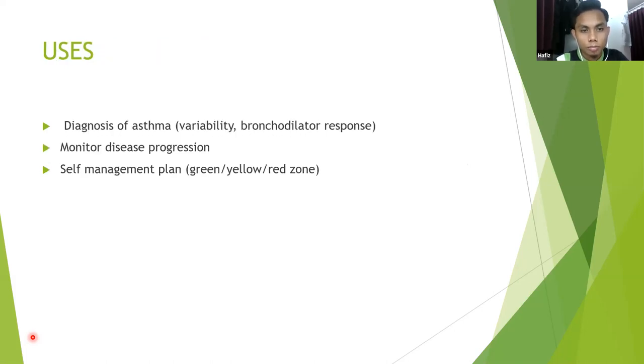Next, we can use a peak flowmeter in several settings. First, to diagnose asthma, where we look for variability of the measurement and the difference in measurement after the patient uses a bronchodilator, which shows whether or not the patient responds to the bronchodilator. Next, we can use it to monitor disease progression, especially in acute exacerbation of asthma, and also for a self-management plan, which can be divided into green, yellow, and red zones.